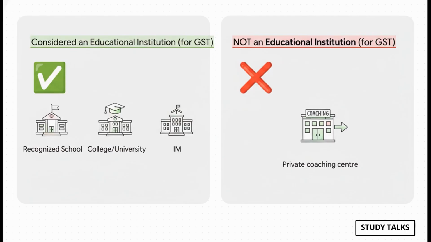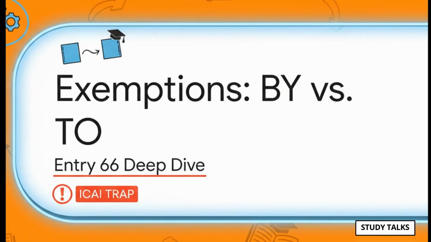And making this distinction is absolutely crucial. A recognized school, a university, even the IIMs, they all fit inside that legal definition. But, and this is a big but, a private coaching center, say for banking exams or the UPSC, does not. Services provided to these centers are always taxable because for GST purposes, they are not legally considered educational institutions. Okay, you with me so far? Good. Because now we're about to add another layer.